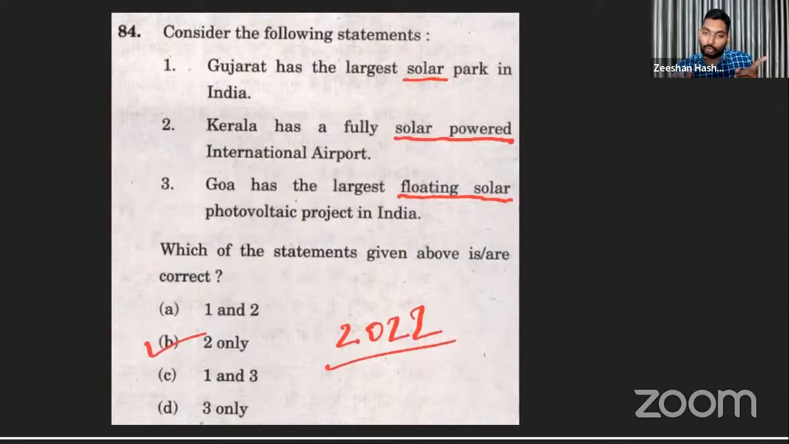Now, one year ago, in 2022, there was emphasis not on thermal power plants, but on solar power. Statement 1, XYZ is the largest solar park. Statement 2, XYZ is a fully solar powered international airport. Statement 3, XYZ is the largest floating solar project. So what is the learning here?